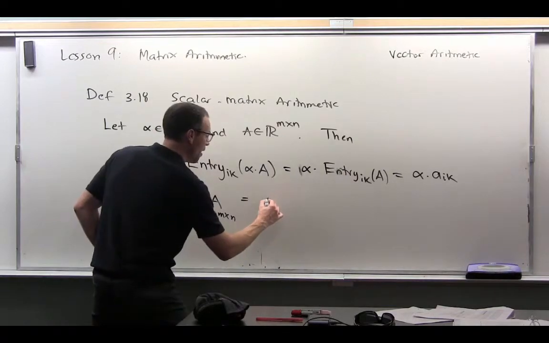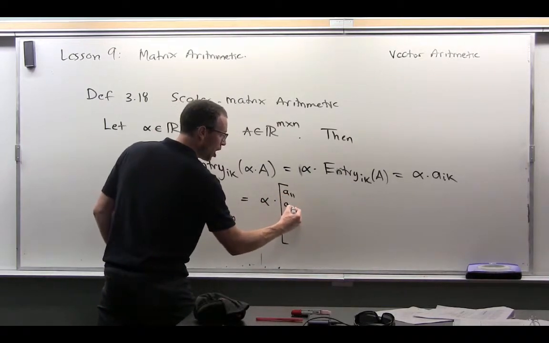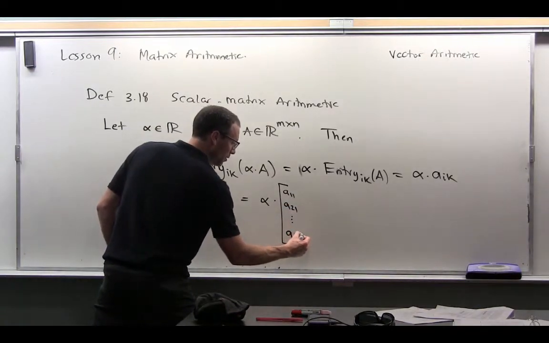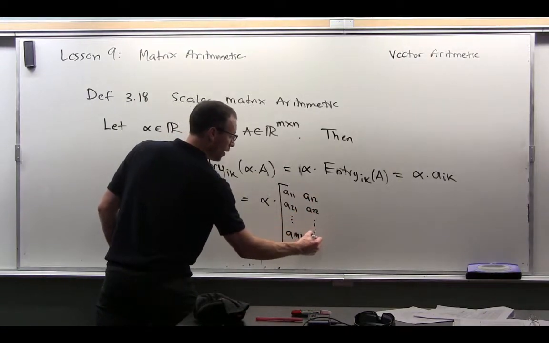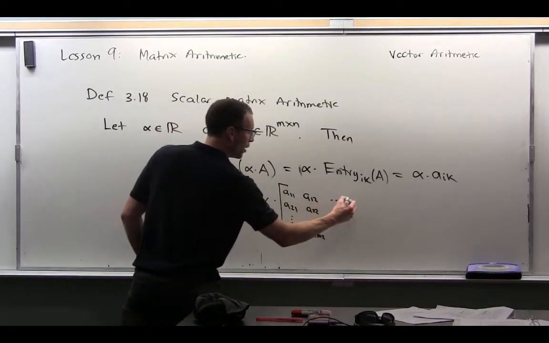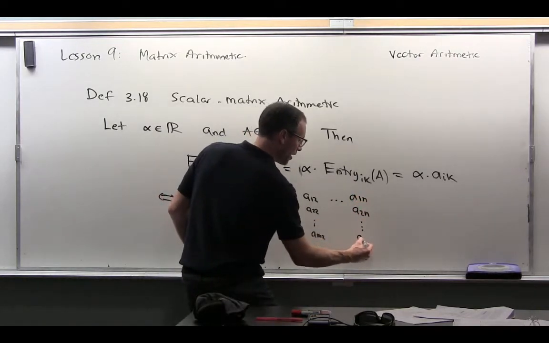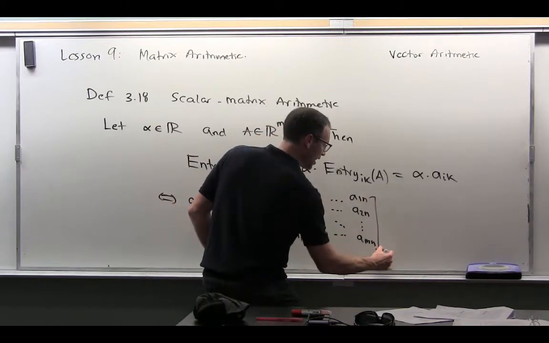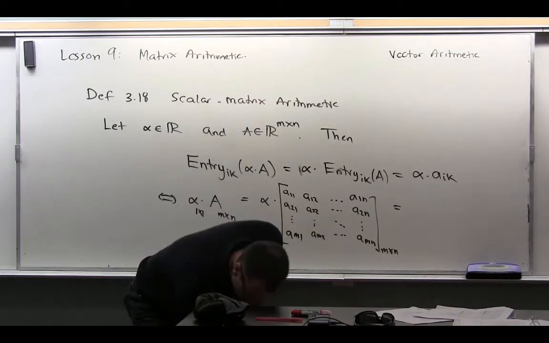Let's go ahead and look at that. This would be alpha times, yeah, the dots in this classroom do all of that work. So this is A12, A22, all the way down to Am2. And then we go all the way down A1n, A2n, all the way down to Amn. So this is now an m by n. What is the scalar matrix product?